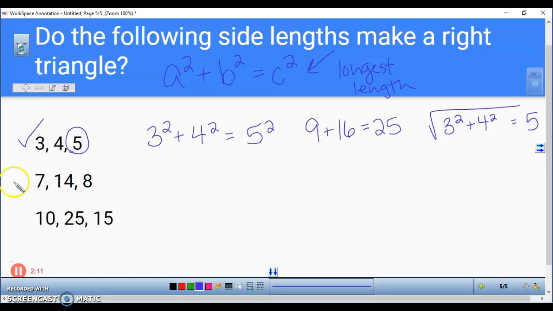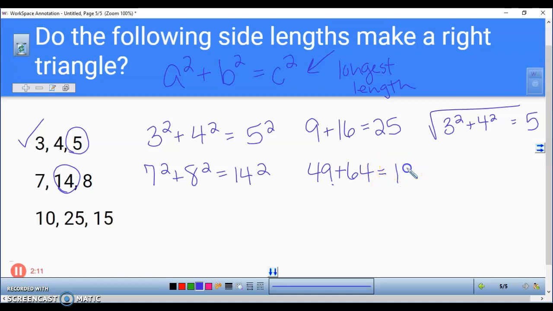All right, so this next one, we need to find the hypotenuse. The hypotenuse is 14 because it's the largest number. So this will be 7 squared plus 8 squared, and we're checking to see if that equals 14 squared. So you could utilize your calculator here. 7 squared is 49, 8 squared is 64. So you're adding those to see if they equal 14 squared. So 49 plus 64, see if that equals 14 squared, which is 196.